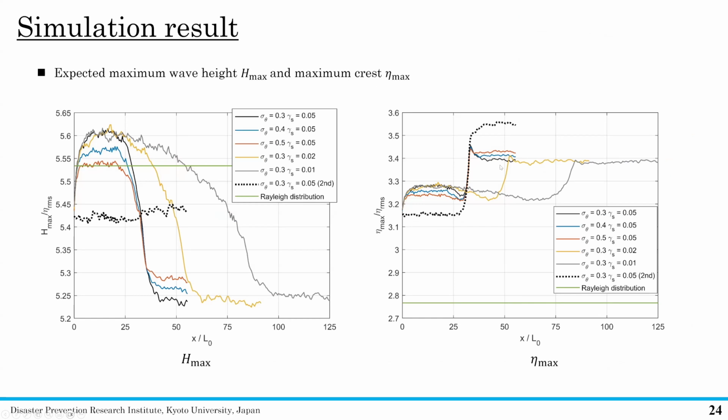The green line is the Rayleigh distribution, and we also compare with the second order theory's result, and this line is from a different initial condition and slope, and we can see that in the deep water, because the slope effect is very small, the initial condition, the spectral bandwidth, is very, very important.